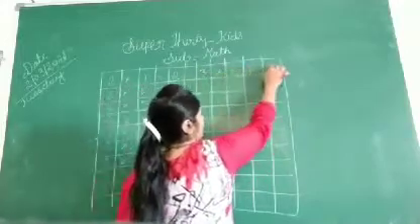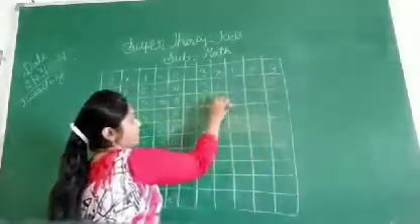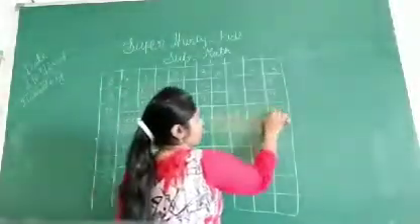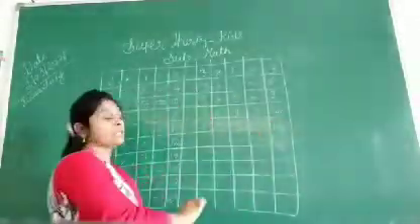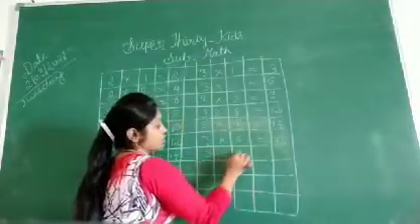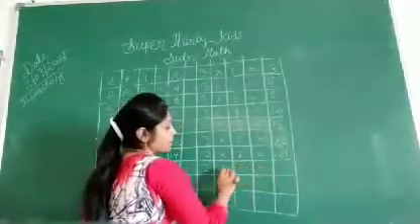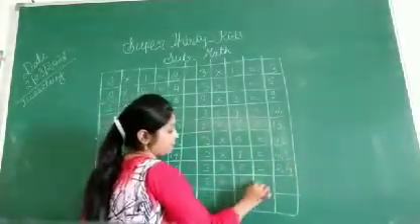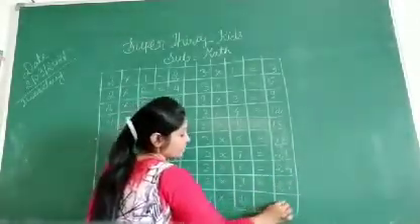3 into 1 equal 3. 3 into 2 equal 6. 3 into 3 equal 9. 3 into 4 equal 12. 3 into 5 equal 15. 3 into 6 equal 18. 3 into 7 equal 21. 3 into 8 equal 24. 3 into 9 equal 27. And 3 into 10 equal 30.